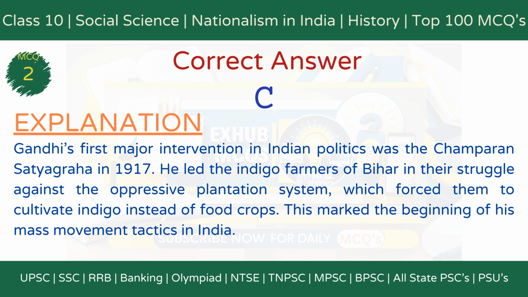Explanation: Gandhi's first major intervention in Indian politics was the Champaran Satyagraha in 1917. He led the indigo farmers of Bihar in their struggle against the oppressive plantation system, which forced them to cultivate indigo instead of food crops. This marked the beginning of his mass movement tactics in India.